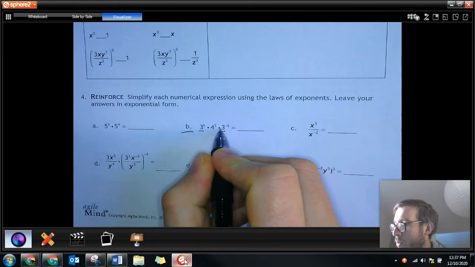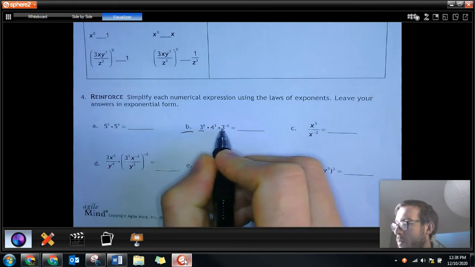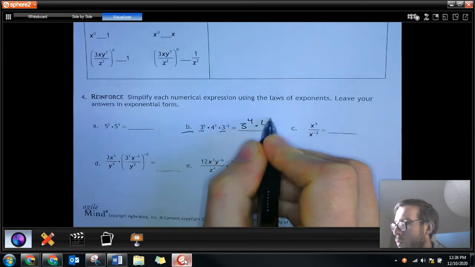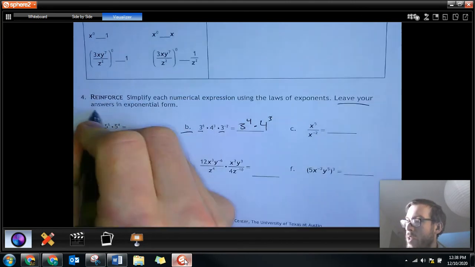Here we see multiplication, so we're going to be applying the product rule. 3 to the 6th times 3 to the negative 2, that's 3 to the 4th. And we have times 4 to the 3rd. Okay, we can't simplify it any further than that because we're being asked to leave our answers in exponential form.